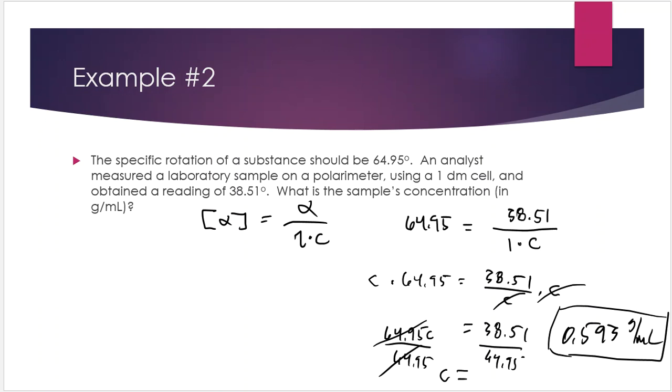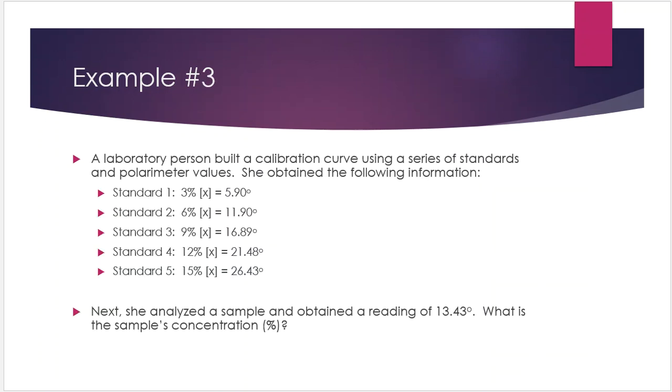All right, so 64.95 is the specific rotation from a reference book. 38.51 is the value that I got in the lab when I ran the sample. And then 1 is the length of the polarimeter cell, and we solve for C. C is the concentration, and C is always in terms of gram per mil, and that's exactly what this particular question wanted, grams per milliliter. So whatever number I get from the equation and the calculation, that's the number I'm going to report. So 0.593. All right, next up, we're going to look at example number 3.